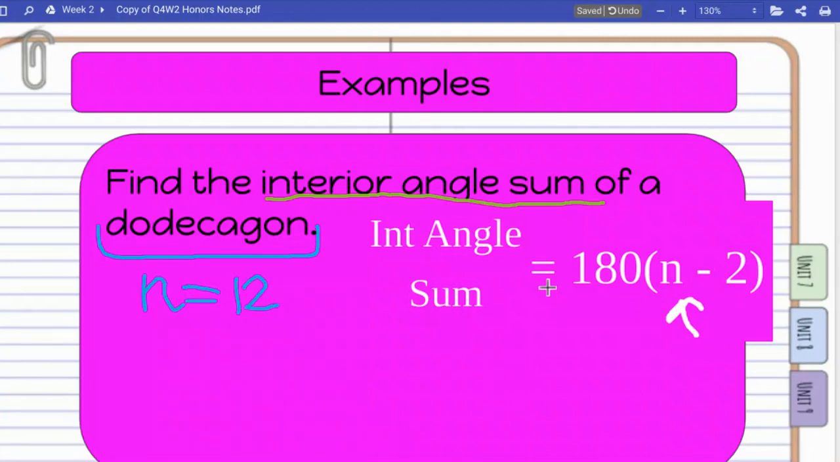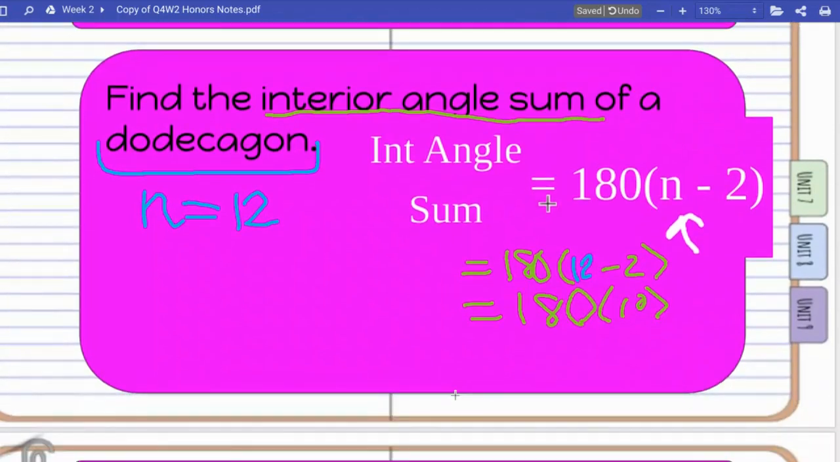So we take our formula. We're going to substitute in 12, so we got 180 times 12 minus 2. 12 minus 2 is 10, so what's 180 times 10? That gets us 1,800 degrees. So when I add together all the angles inside of a dodecagon, I get 1,800 degrees.